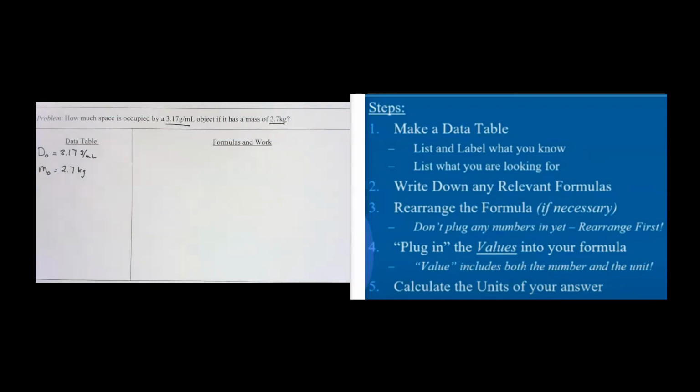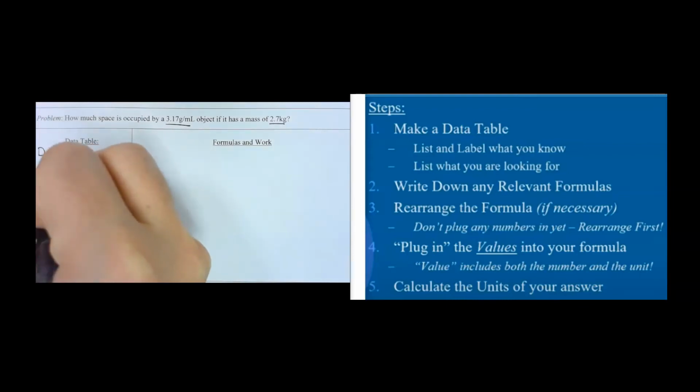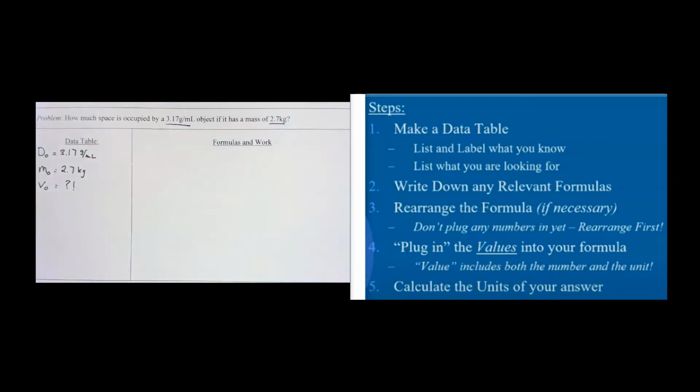What else do I need to put in this list? Well, underneath step one, it says list what you're looking for. I read through the problem and I'm looking for how much space is occupied by that object. What's the definition for how much space something takes up? Well, that's volume. Okay, we don't know what that is. I want to know how much volume that object takes up. That takes care of our data table.